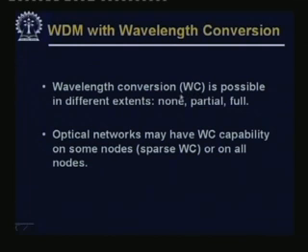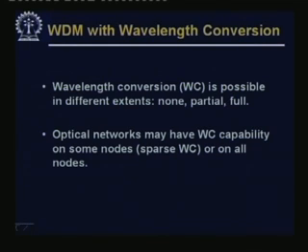Of course, we can have WDM with wavelength conversion also, as I mentioned in the previous lecture. Wavelength conversions are possible, although they are quite costly. They are possible to different extents. For example, none, that means no wavelength conversion, or we can have a partial wavelength conversion, that means some of the nodes have WC capabilities while others do not, or it may be full, that means all of them.